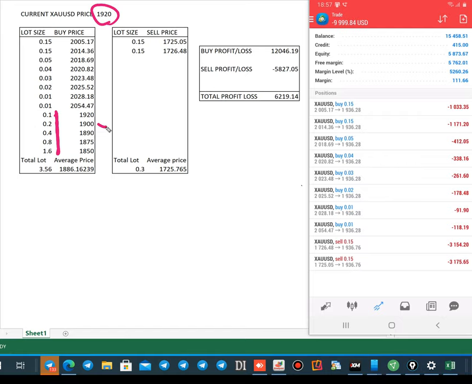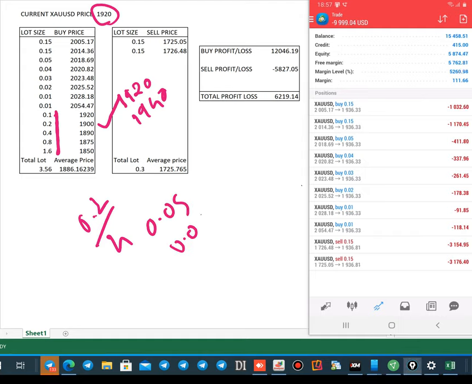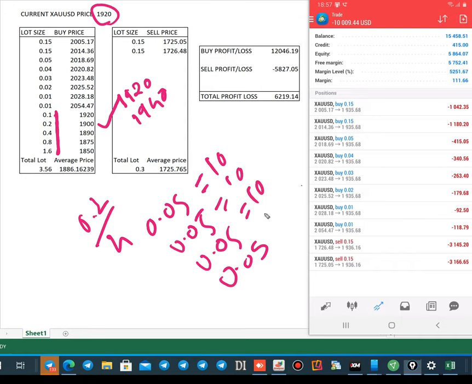If it covers 1900, you book the profit at 1920 to 1940. Book the profit of the 0.2 lot size divided by 4, so book the profit of 0.05 in a 10 points gap. In that way you can book the profit partially and keep moving your remaining position to the cost price and keep booking the profit.